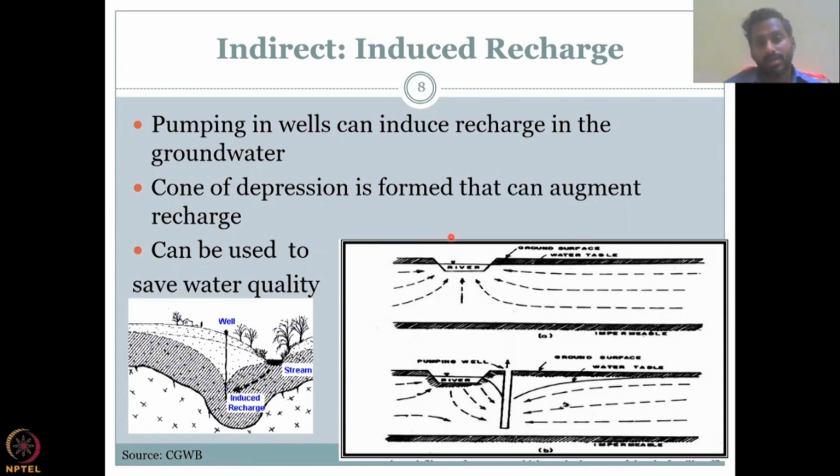So pumping in wells can induce recharge in the groundwater. A cone of depression is formed. As you can see here, the cone of depression is formed, which actually leads to more recharge water moving in and can be used to save water quality, as I said in the example I gave.